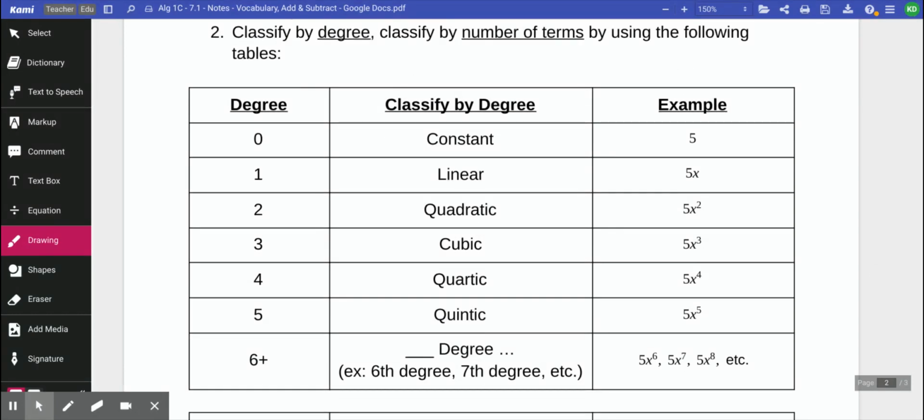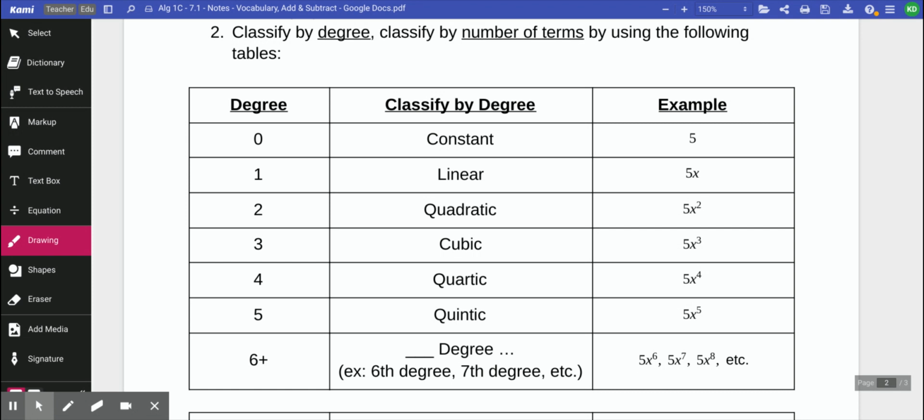So our degree, here's our list on the left, 0 through 5, and then we have anything 6 or more. I have what the name is. So this is actually the chart that we're going to read in the middle. That's going to be our name, our classification name, and then examples of these on the right.